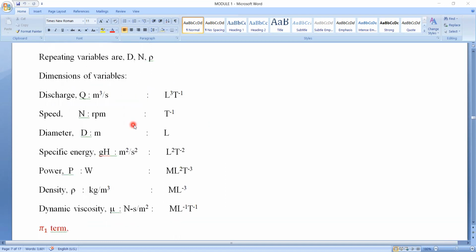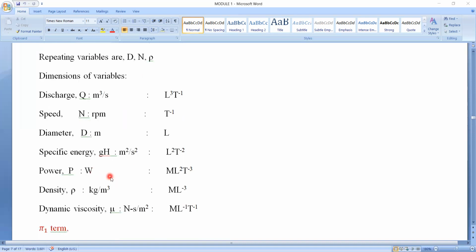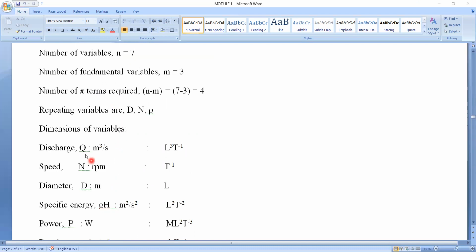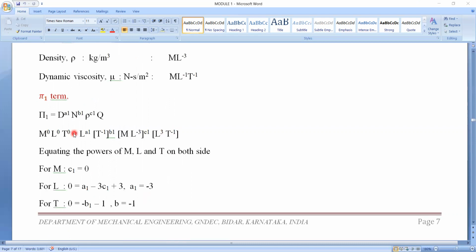Okay. Now except these three, how many variables are there? Four variables. That is discharge, the specific energy, power, and dynamic viscosity. For each pi term, we have to take Q, gH, power, and lastly the dynamic viscosity. So let's take Q first. For repeating variables only, we have to take the index, that is unknown a1, b1, and c1.